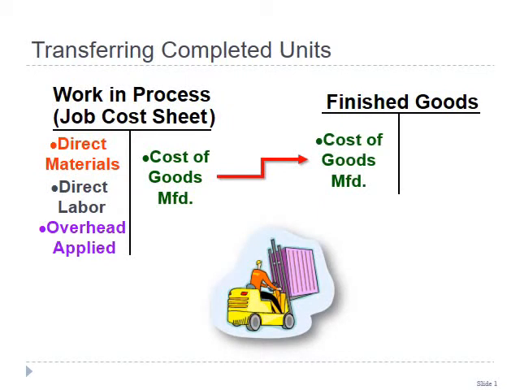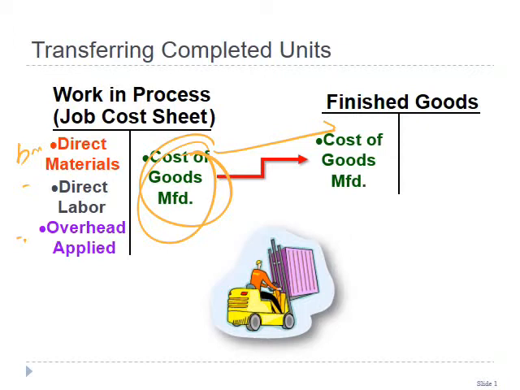So the sum of all amounts transferred from work in process to finished goods represents the cost of goods manufactured for the period. As a job is completed, its costs are transferred from work in progress to finished goods inventory. So here, direct material, labor, and manufacturing overhead. This is the cost of the product that is transferred to finished goods.